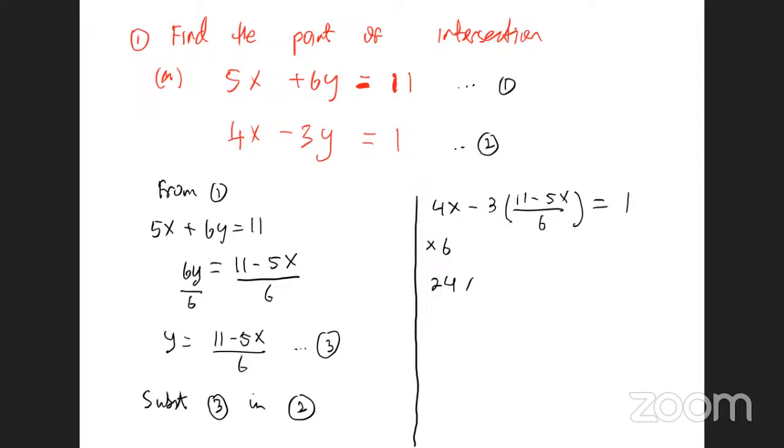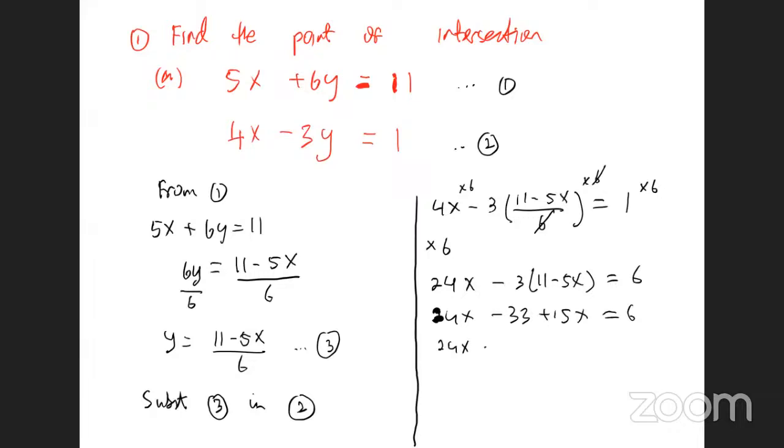So you'll get 24x minus 3. When you multiply this by 6, it'll cancel here. And then multiply this by 6. So you'll get 3 by 11 minus 5x is 6. And all your hard work finished there. So you'll get 24x minus 33 plus 15x is 6. Bring your like terms together. You'll get 24x plus 15x is 6 plus 33. So this is 39x is equal to 39. So it means that x is 1.